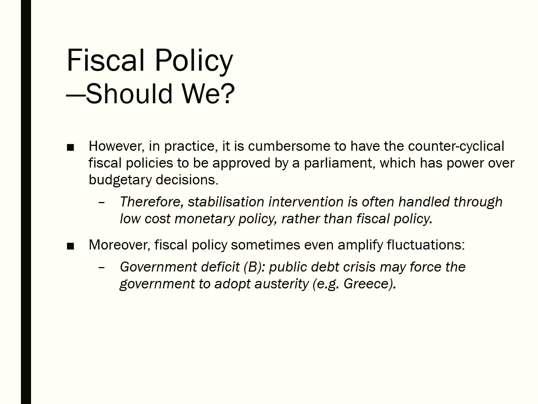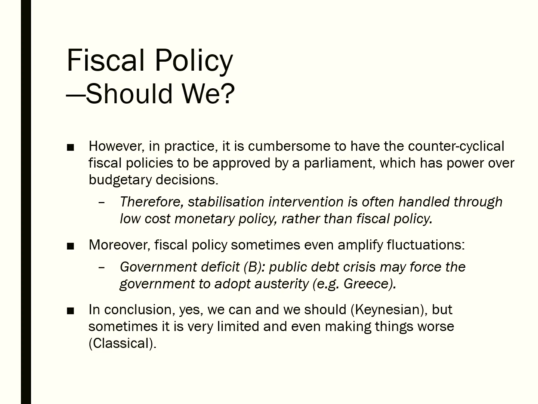Moreover, fiscal policies sometimes even amplify fluctuations rather than reducing them. Government deficit B, as we have seen in the previous slides, can force the government to adopt austerity, just like the case in Greece.